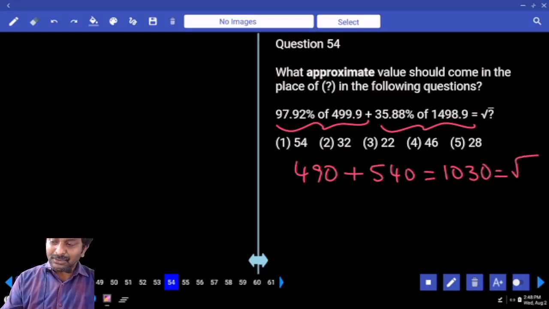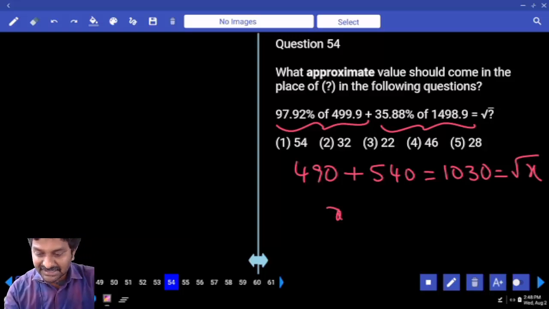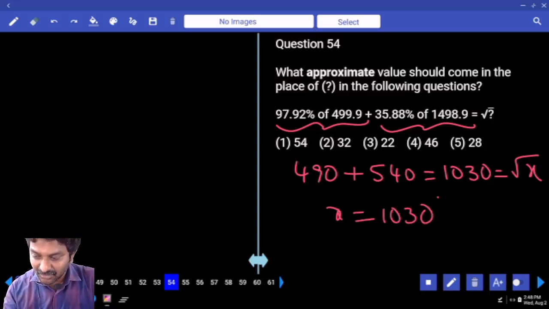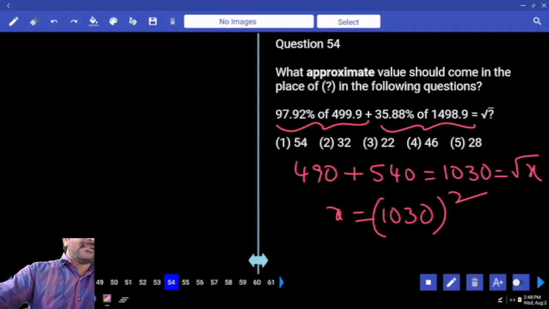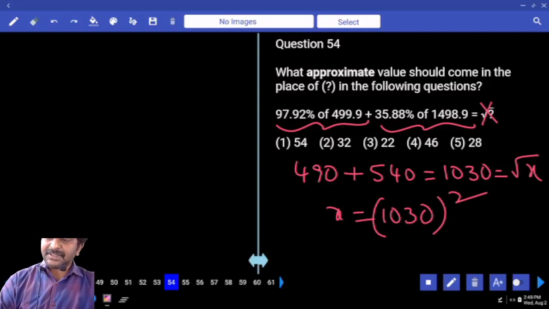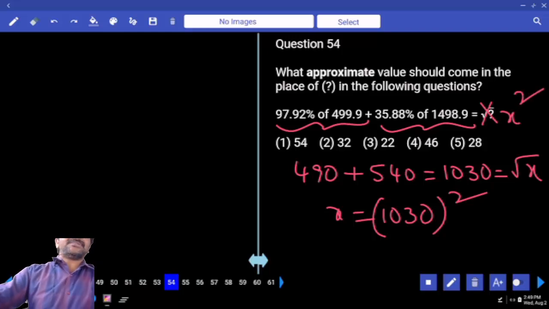Which is equal to root x, right? You need to find out x value only. Then x is equal to 1030 whole square, right? Answer unda adi? Tappu. Instead of root x, what must be there? X square must be there. Then answer is 32. Okay na?